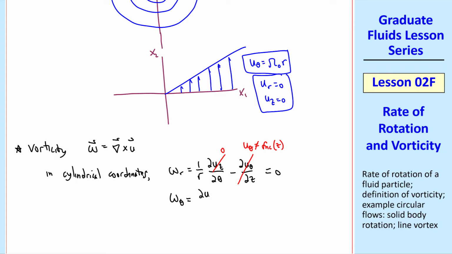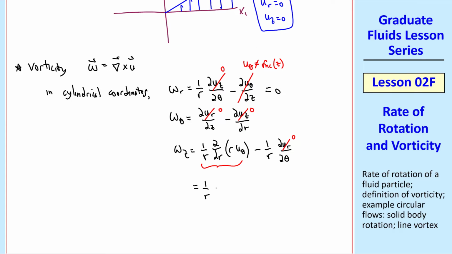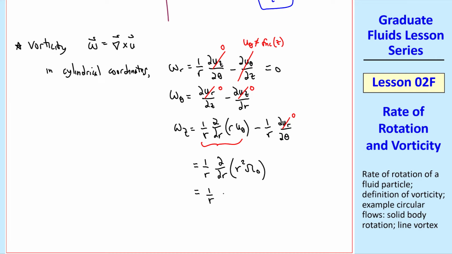Omega theta turns out to be del ur del z minus del uz del r, both of which are 0, as we said here. Omega z is 1 over r del r of r u theta minus 1 over r del ur del theta. Again, ur is 0, but this term needs to be analyzed. By the way, you can look up these components in cylindrical coordinates in any fluid mechanics book, typically in the appendix. This is 1 over r del r of r times r omega naught, since u theta is omega naught r.